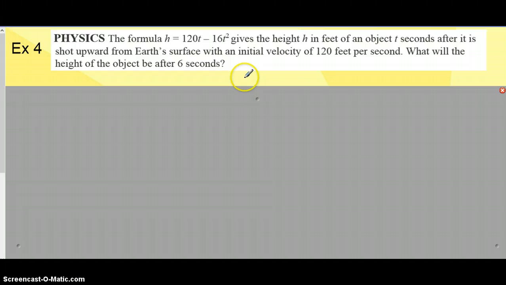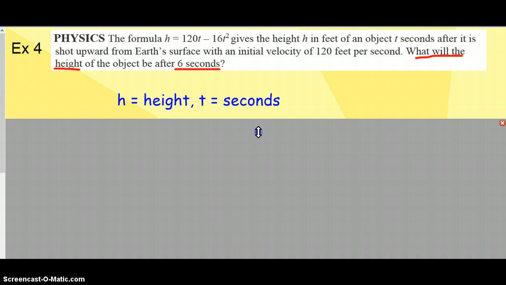So we need to figure out what they are asking us to do with this formula. Well, they are asking us what the height will be. So that's the thing we don't know. And the thing we do know is 6 seconds. So first, remember from the problem, it tells us that h stands for height and t stands for seconds. So we remind ourselves by writing that down. Then we can substitute in what we know.